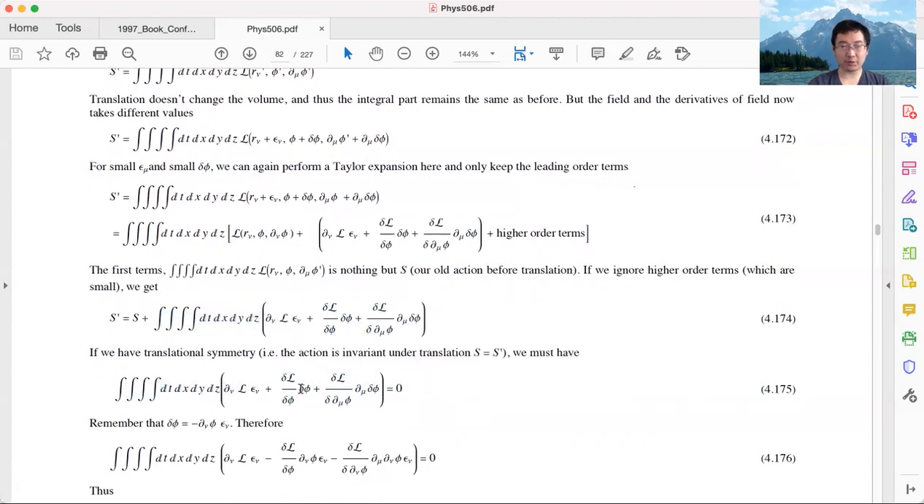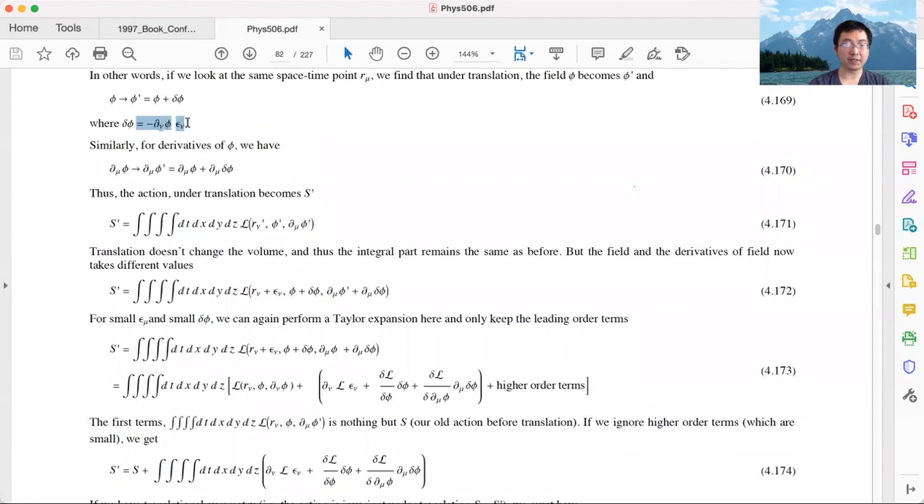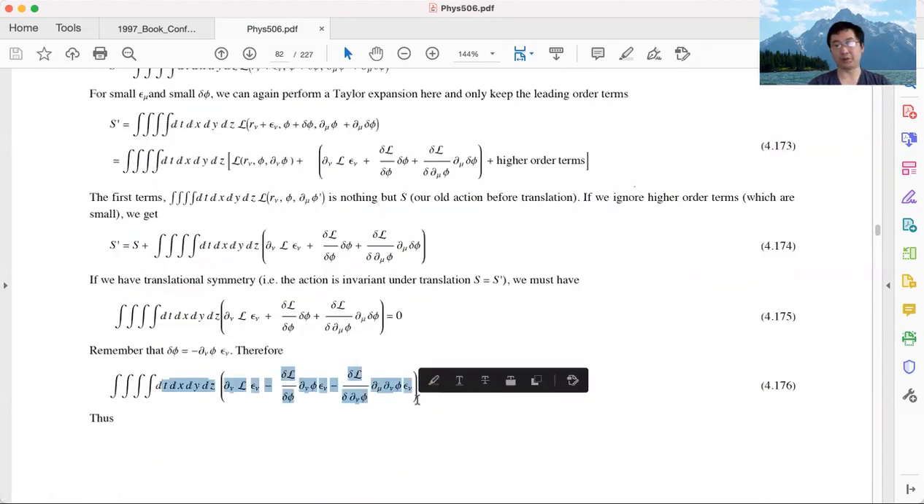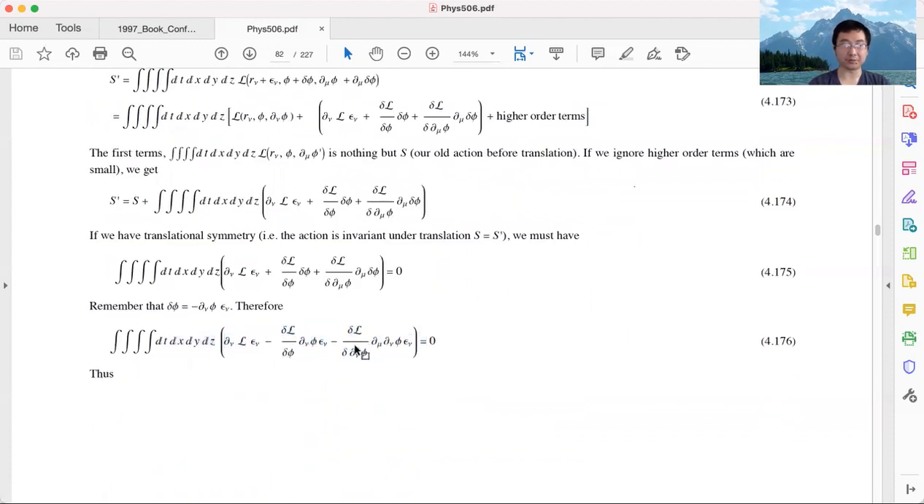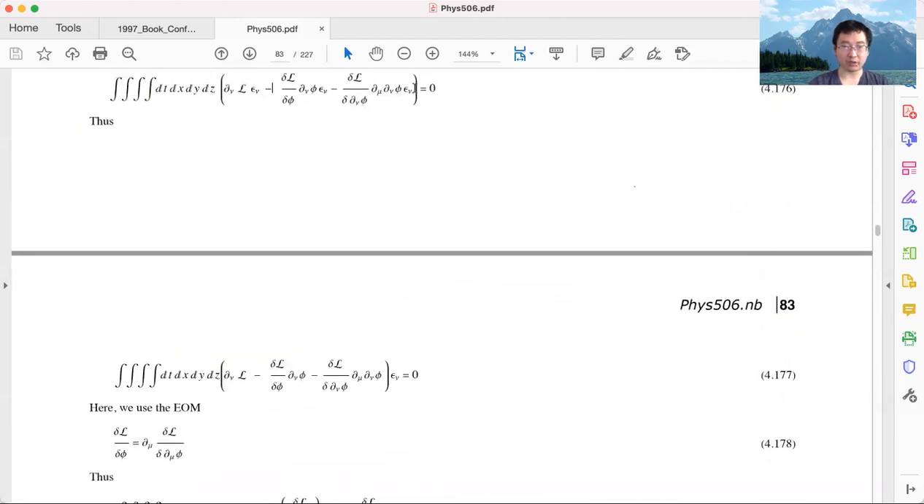Let me go one step further. We know what delta phi is. Delta phi is here. It's minus gradient of phi times epsilon. We plug the definition of delta phi into the formula, replacing delta phi with this and the minus sign. Now it means that this needs to be zero if I want to preserve translation symmetry. Translation symmetry means this one is zero. Actually, this one needs to be zero.